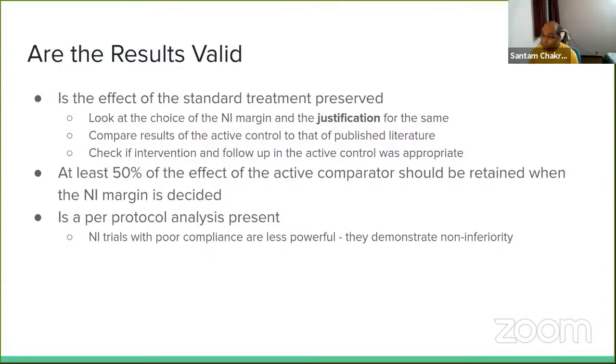Finally, is a per protocol analysis present? As we mentioned previously, an intention to treat analysis is extremely important because it removes the chance of the bias which happens after randomization. A per protocol analysis is extremely important in a non-inferiority trial. Results of the per protocol analysis should match with the intention to treat analysis because assay sensitivity depends upon how the trial interventions have been given.